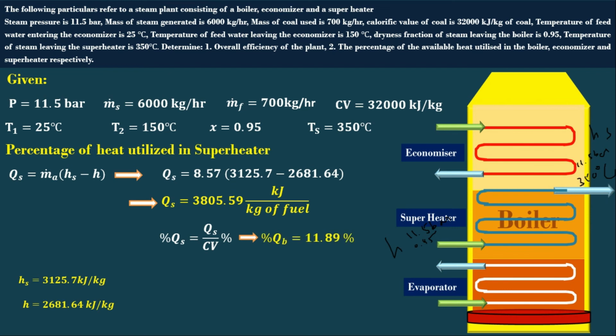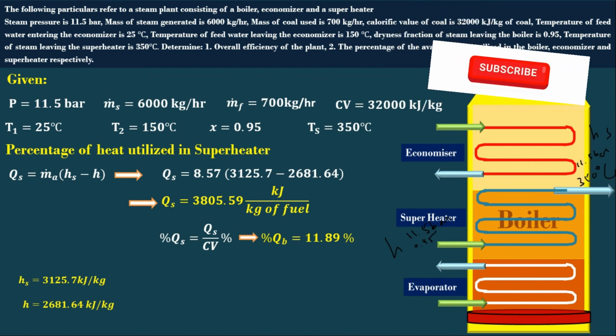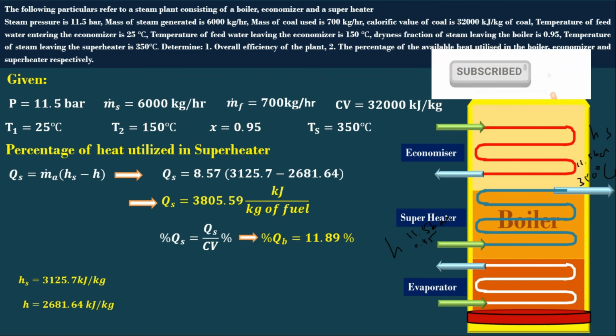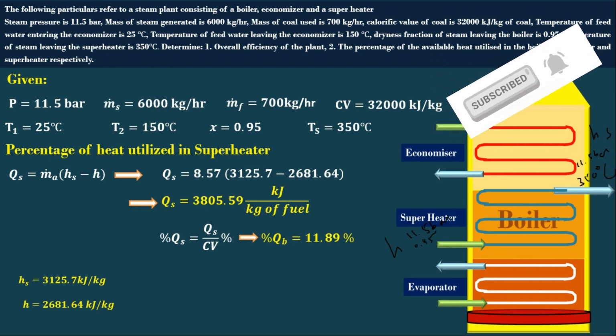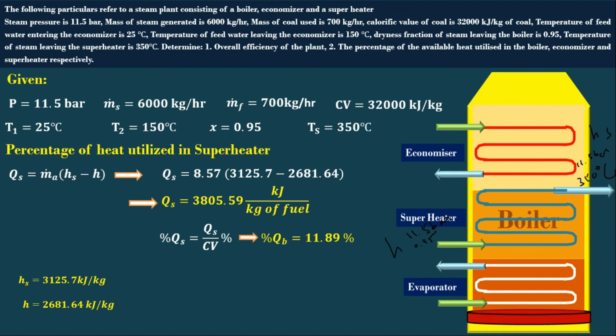If we add QB, QS and QE and subtract from the total energy, that is 32,000 or 100 percentage, we get the overall efficiency of the boiler, that is 80.9 percentage. In the next lecture, we will discuss how to find out the performance evaluation of the boiler using the indirect method.